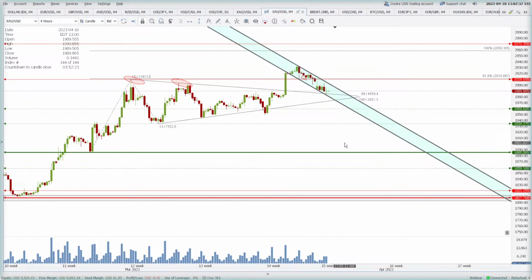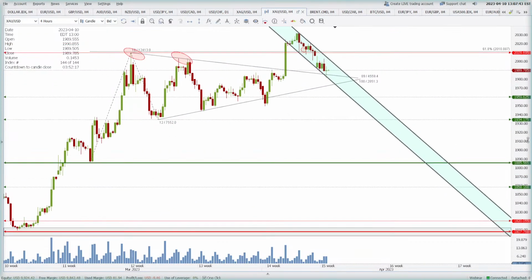No? Okay. So the point of the matter is that there was a symmetrical triangle on the gold in the 4 hour.